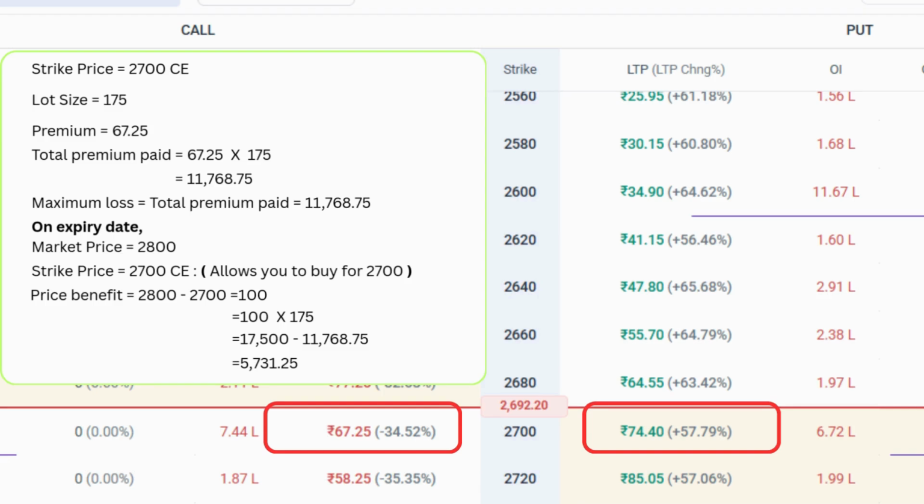So remember this clearly. Premium is your cost. Strike price defines your contract level. The difference between market price and strike price creates intrinsic value. After deducting premium, what remains is your actual profit.